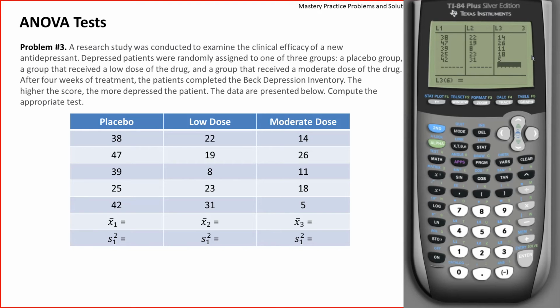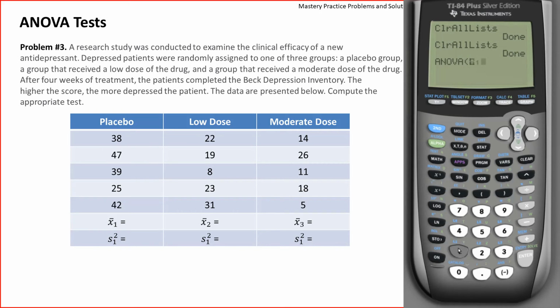I already have the data loaded. Here's 38, 47, 39, 38, 7, 49. You can take just a moment and see that what's loaded into list 1, 2, and 3 is what is in this data table. So at that point I can go to Stat, swing over to Tests, go find ANOVA, which is really right on the very bottom. Select ANOVA and tell the calculator where the data is.